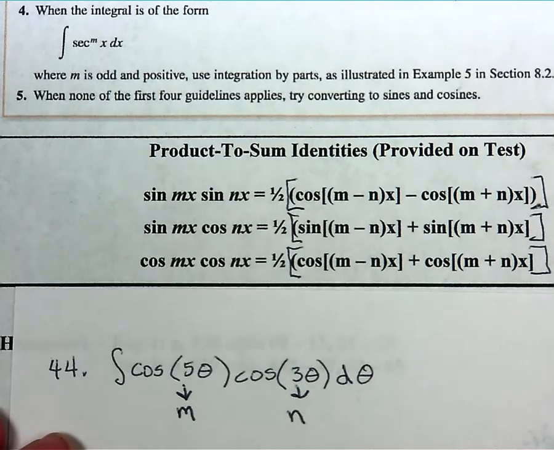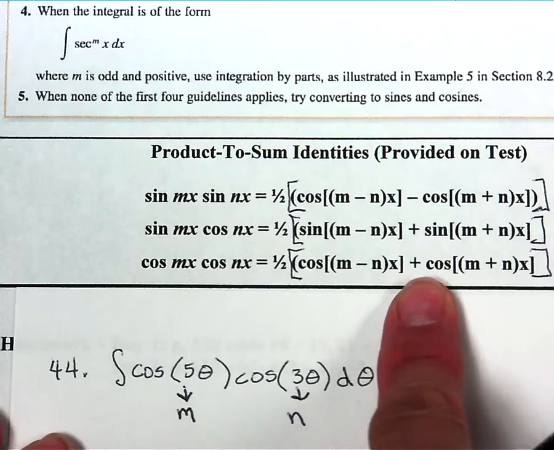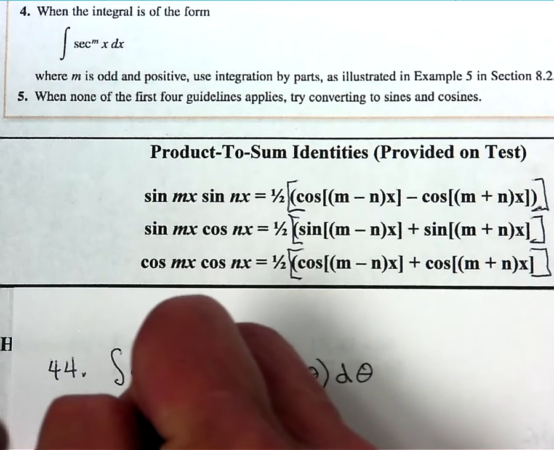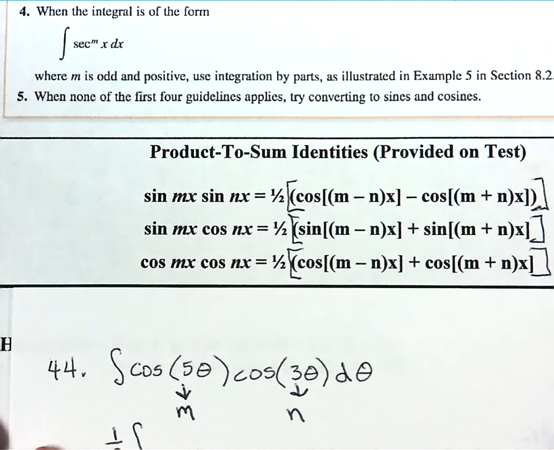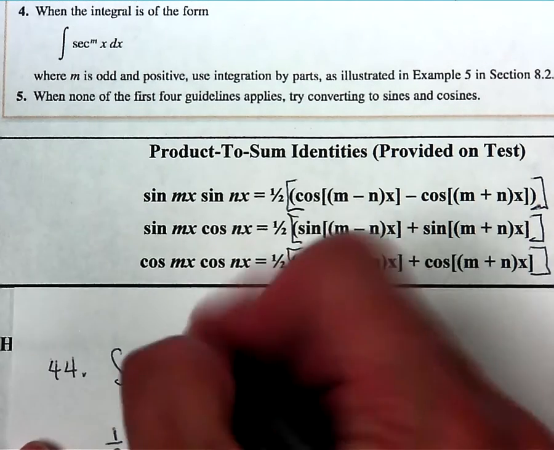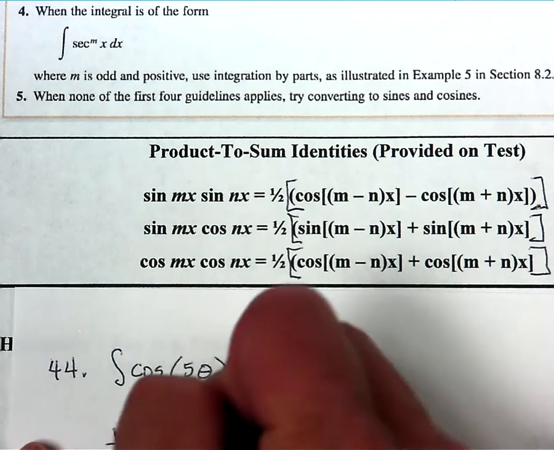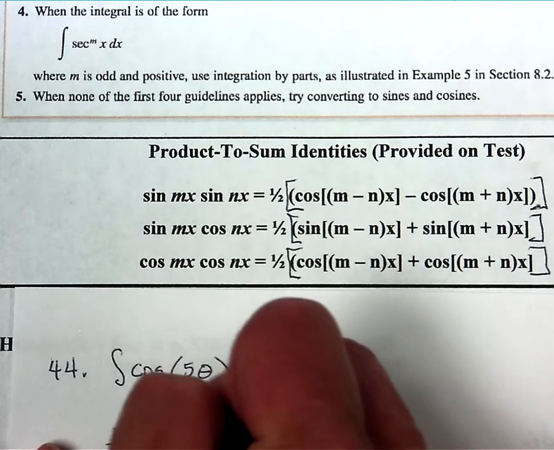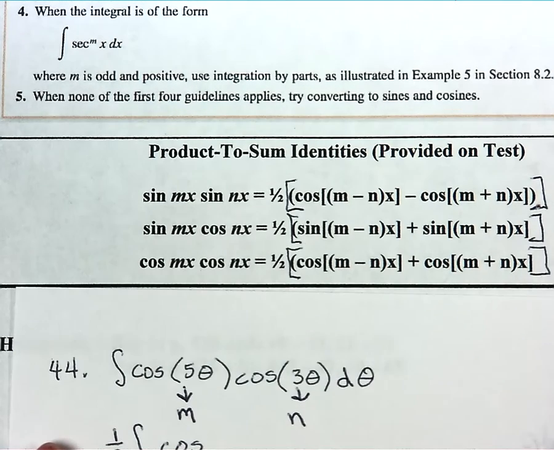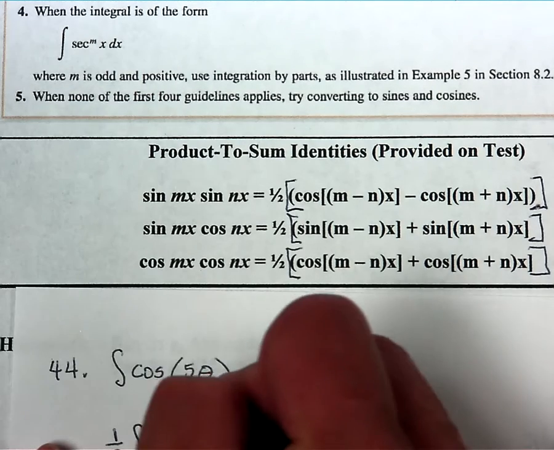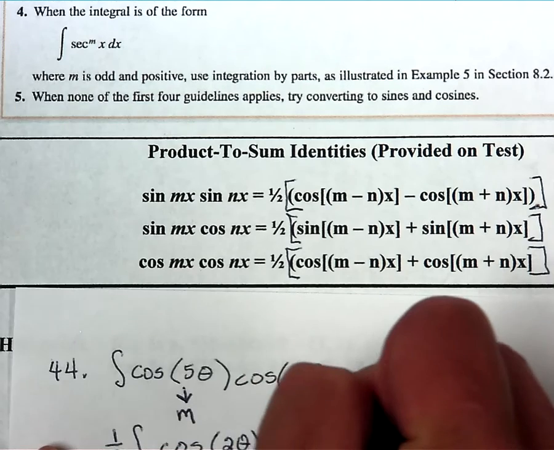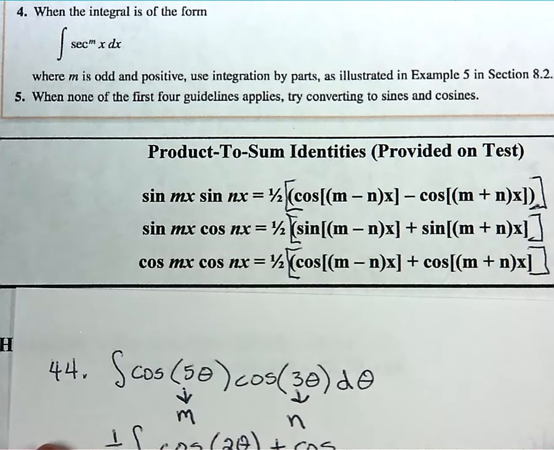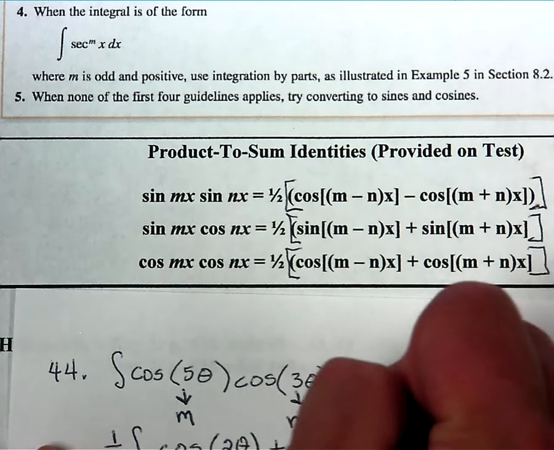All right, so it's formula C, 1/2. I'm just going to bring the 1/2 out in front of the integral, and then integrate cosine of M minus N, which would be what? 2 theta. Plus cosine of M plus N, which is 8 theta.